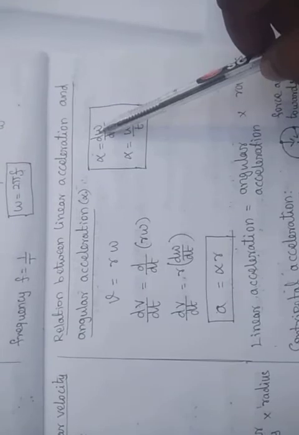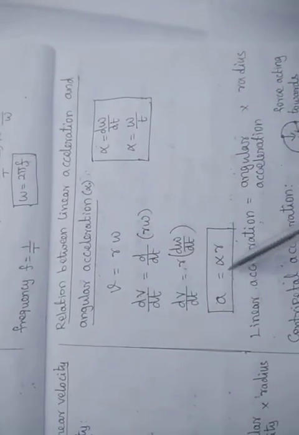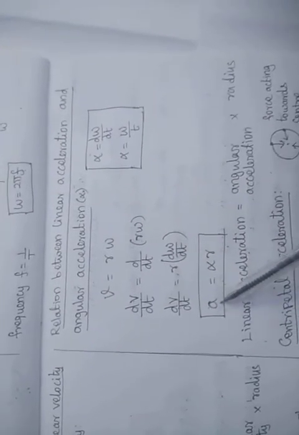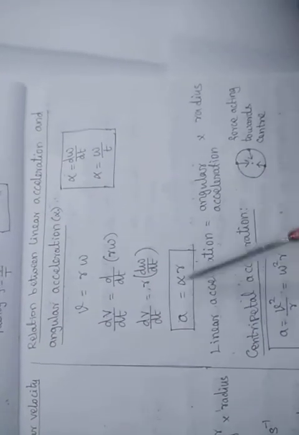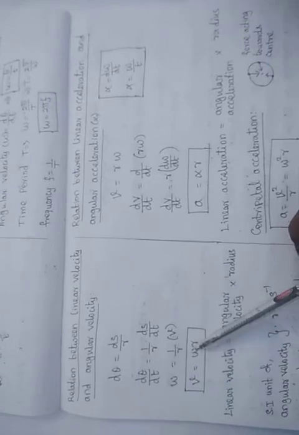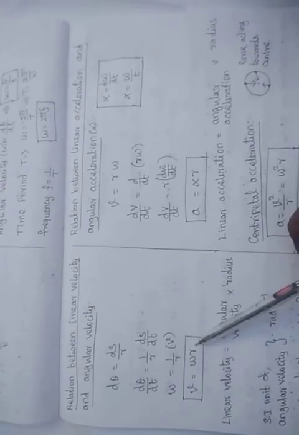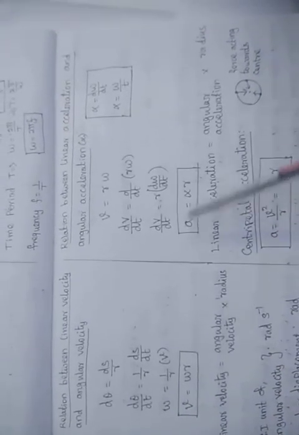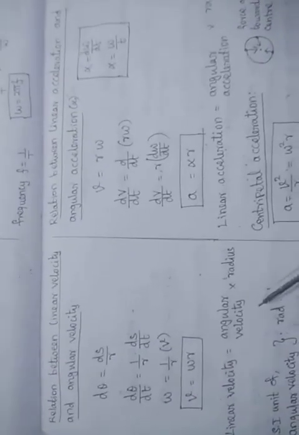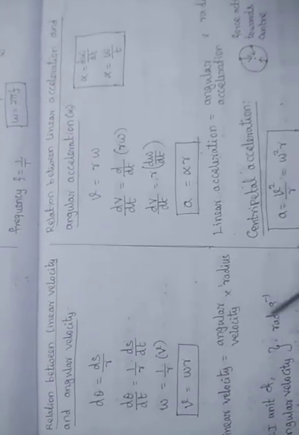What is the d omega by dt? Yes, it is angular acceleration alpha. So dv by dt is linear velocity by time, linear acceleration. So linear acceleration is equal to angular acceleration into radius. So very simple, students. Linear velocity is equal to angular velocity into radius. Linear acceleration is equal to angular acceleration into radius. Very simple conversion for remembering these things.